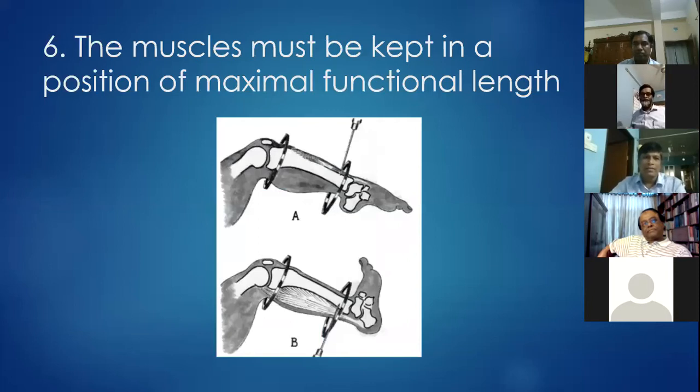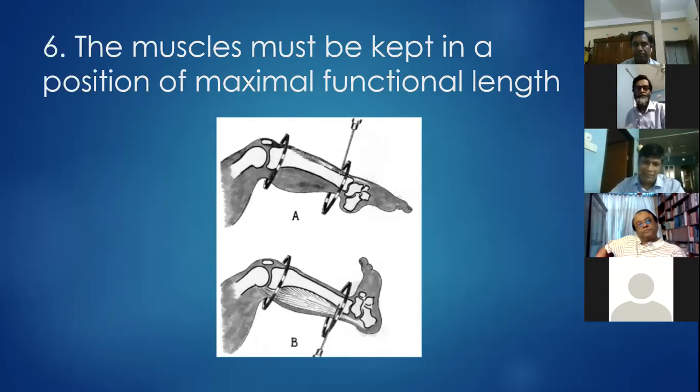The muscles must be kept in a position of maximal functional length to prevent joint contracture. The closer the wire insertion to the joint, the more attention should be paid to this principle. With the distal tibia, the foot must be placed in plantar flexion during wire penetration of the muscles of the anterior compartments, and then must be put in a position of maximum dorsiflexion during the insertion of the wire through the posterior compartment. It is also preferred to keep the knee flexed during this ankle wire introduction procedure.